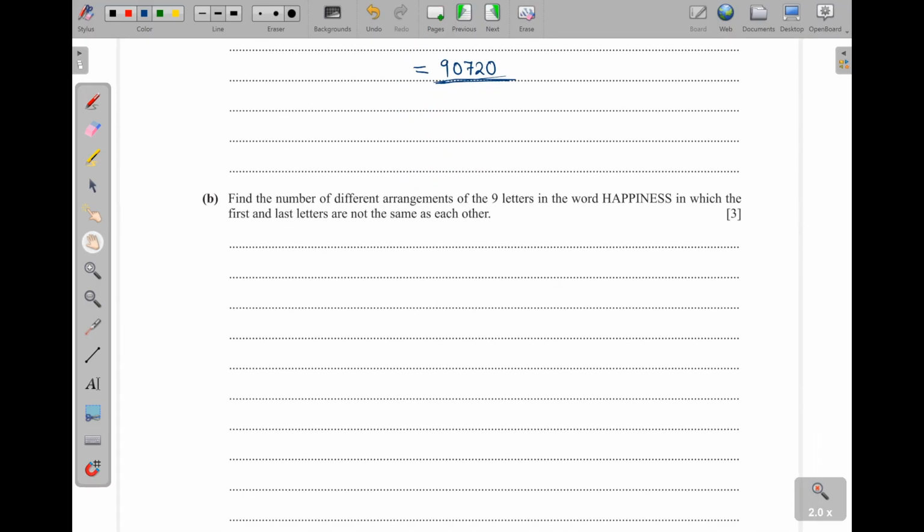And then part B, find the number of different arrangements of the 9 letters in the word happiness in which the first and last letters are not the same as each other. Now, I can actually consider when the first and last are the same, okay? And then after, I will subtract. So I can have first here and last, okay, are the same.